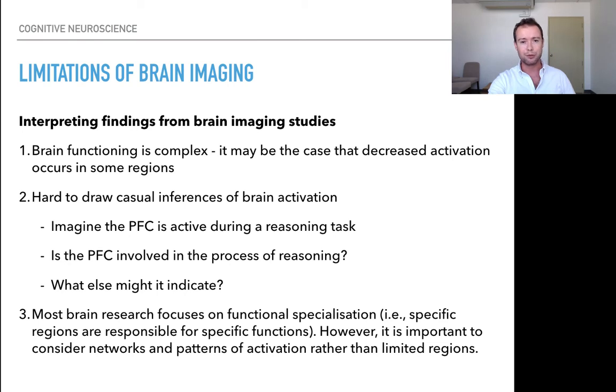Secondly, it's also very difficult to draw accurate causal inferences. If an area is active during a task, we can't really be certain that it's necessarily responsible for the task. For example, imagine putting someone into an fMRI scanner and asking them to do a complex reasoning task, and a particular region of the brain lights up or shows greater activity. Could you then conclude with confidence that this region is related to reasoning? Have a think about whether that's the case. What other explanations might exist for why this region is activated?